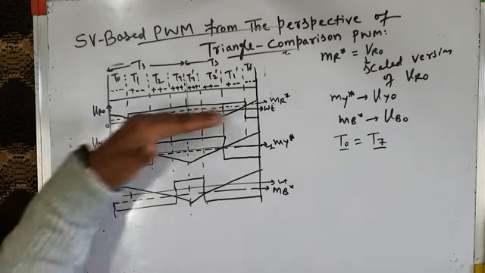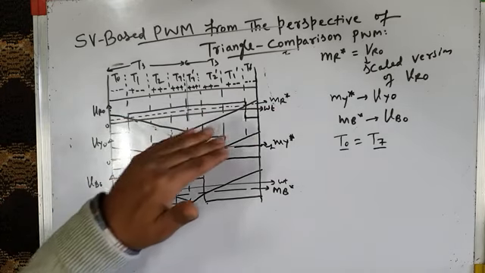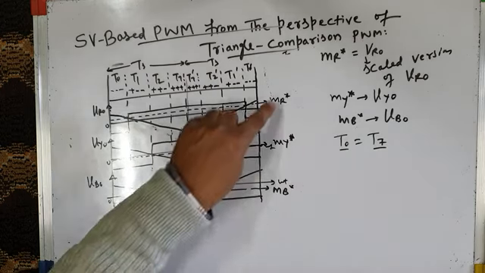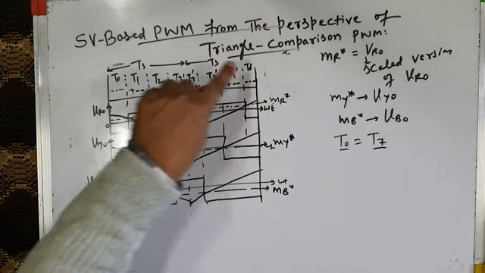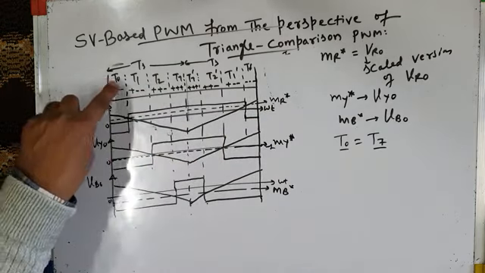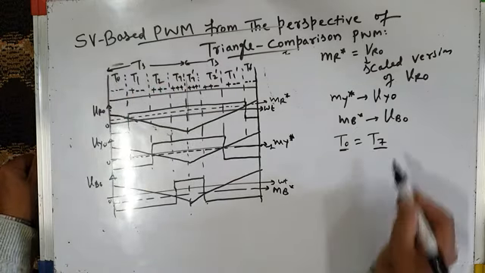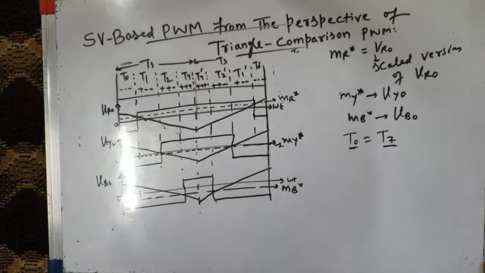However, if we are able to modify our modulating waves, instead of having sinusoidal modulating waves MR, MY, and MB, if we have modified modulating waves MR star, MY star, and MB star, we can have the same switching sequence, for example in sector 1, as that produced by the space vector based approach, and we can also make T0 equal to T7. Then the triangle comparison PWM will be exactly the same as the space vector PWM approach. It will produce the same output.